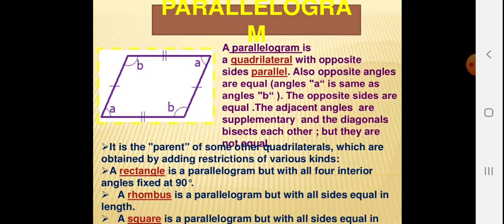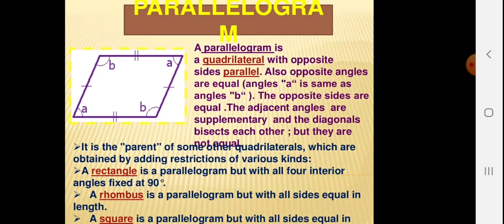It is the parent of some of the quadrilaterals, which are obtained by adding restrictions. Rectangle is a parallelogram, but with all four interior angles fixed at 90 degrees. Rhombus is a parallelogram with all sides equal. Square is a parallelogram with all sides equal and all four angles right angles.